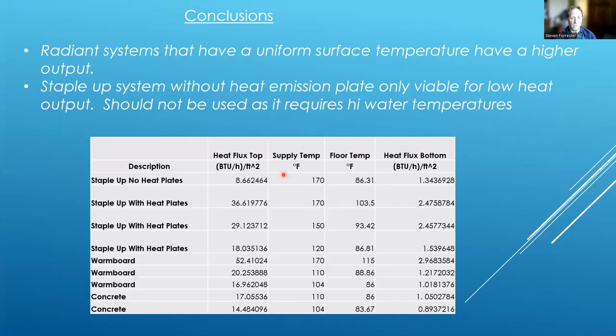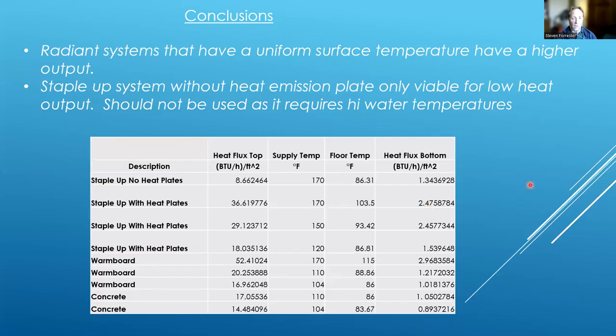Just looking at this, the staple up with no plates, we get 8.66 BTUs per hour per square foot output at 170-degree water temperature. That gives us an average floor temperature of 86.31, and then we lose 1.34 BTUs out of the bottom of the floor. That's all that energy being trapped in there. Again, we've got to run 170-degree water temperature, which is really high, for a boiler system or whatever.